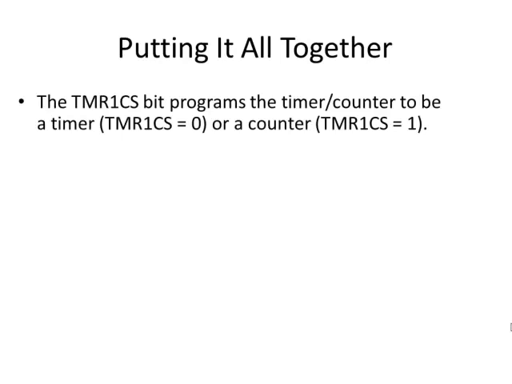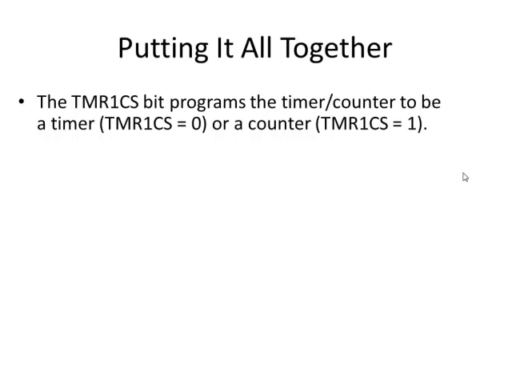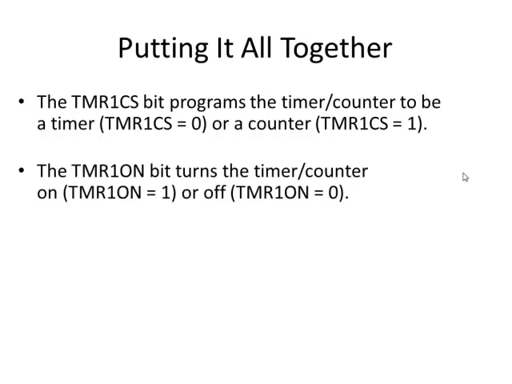So, to put it all together. Okay, the timer 1 CS bit is what programs it to be a timer if it's a 0 or a counter if it's a 1. By the way, if you're using it as a timer, what you're going to do is load an initial value into timer 1 high and timer 1 low. That starts counting from that value. If you're using it as a counter, you're probably going to load 0 into those 2 registers and then just let it count up. Okay, the timer 1 on bit turns the timer counter on or off, so it enables the clock pulses to get in or disables them, blocks them.